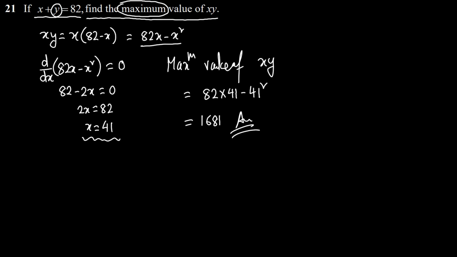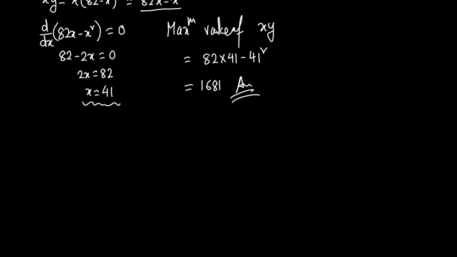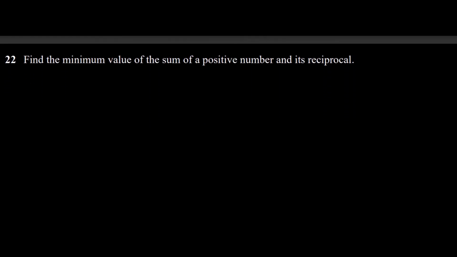Done. We have another question to show, which is like this. It is written here: find the minimum value of the sum of a positive number and its reciprocal. Since it is about finding a maximum or minimum value, we have to do the same work, which is differentiation of the expression, and we set that expression equal to 0.